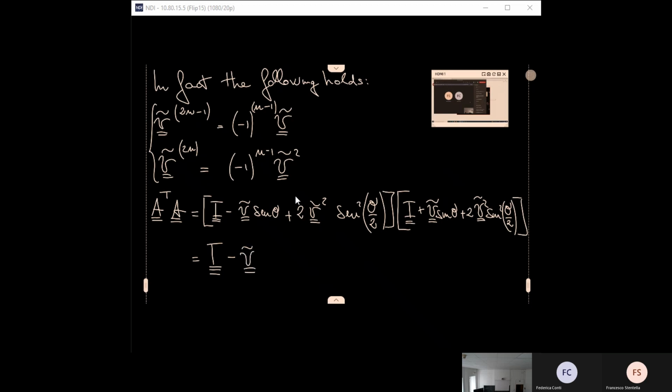And you have this V squared multiplied by the sine squared of theta, plus 4 times V squared sine squared of theta divided by 2, plus 4 times V to the 4th multiplied by the sine to the 4th of theta divided by 2. So this is an identity matrix, like this.